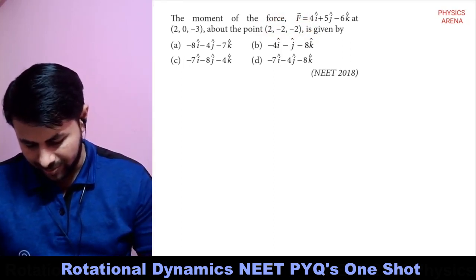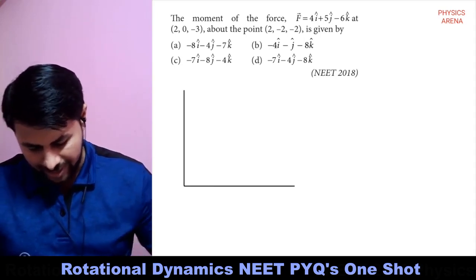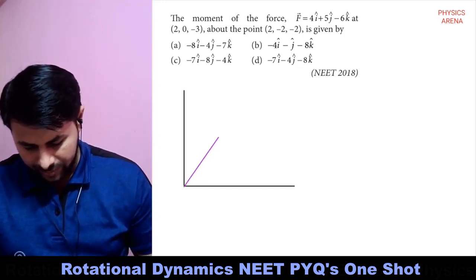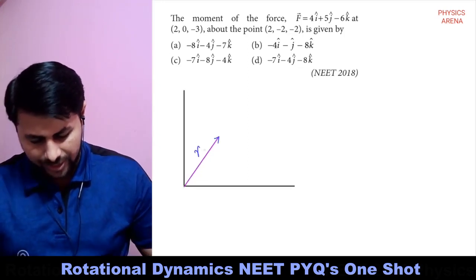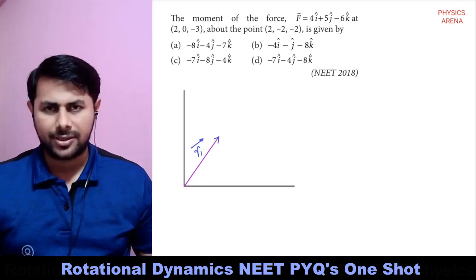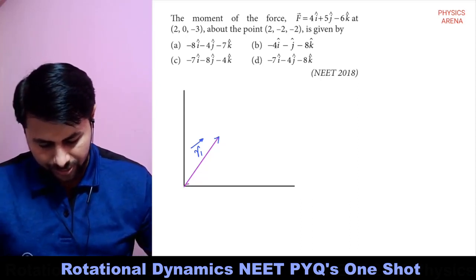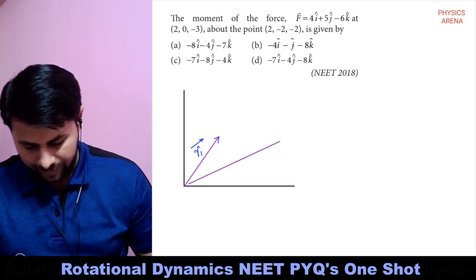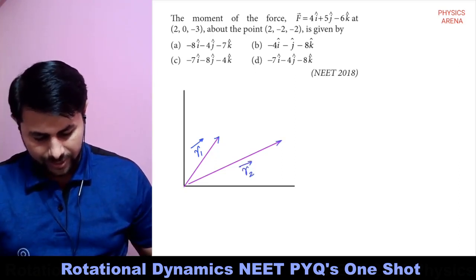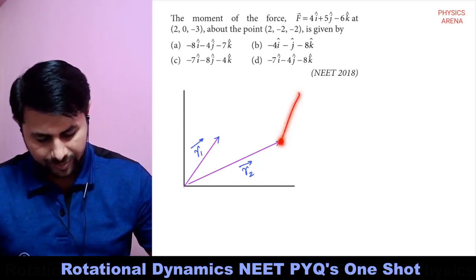Okay, so let's suppose this is some point. Let me explain what the case is. This is one point. Let's call it R1 bar, and you are exerting a force at some other point. You are exerting a force at this point. Let's call it R2 bar. So the force is acting at this point.